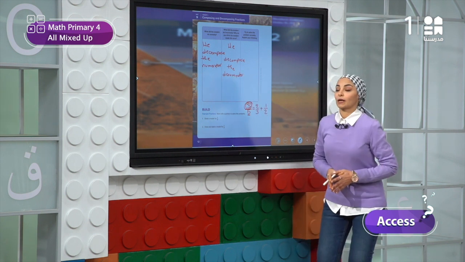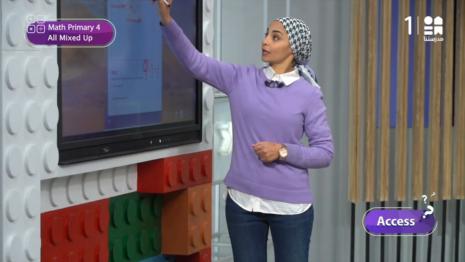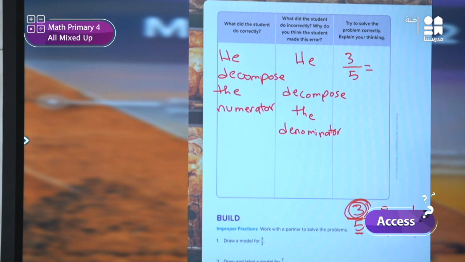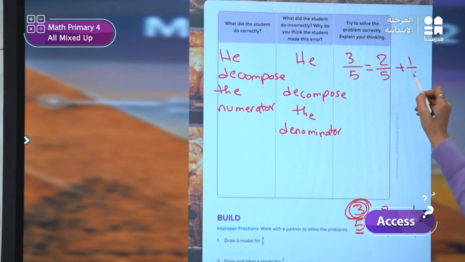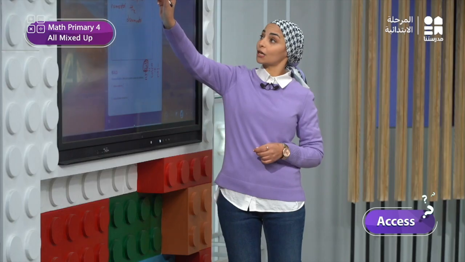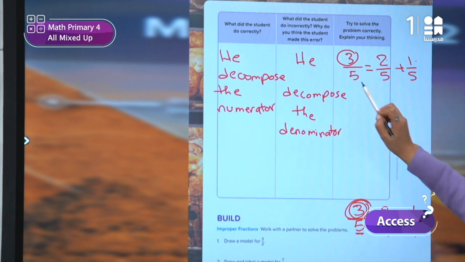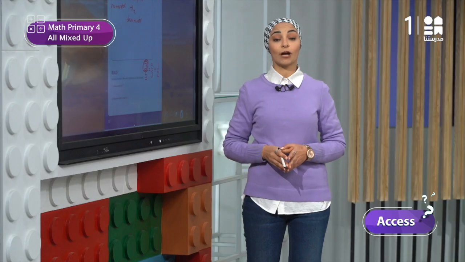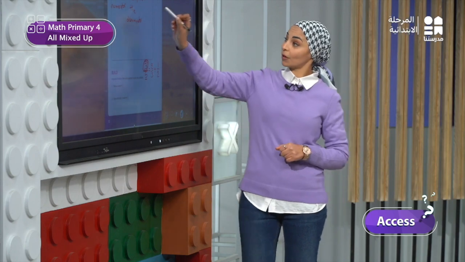اوكي طيب now the answer should be what? Yes, the answer should be in 3/5. Who can tell me 3/5 equals what? Of course 2/5 plus 1/5. طيب ايه اللي حصل هنا؟ ان I just decomposed the numerator 3 into 2 plus 1 and I keep the denominator as it is. طيب على فكرة ممكن نعمل decomposing ل 3/5 in a different way by using the unit fraction. تعالوا نعملها مع بعض كده.